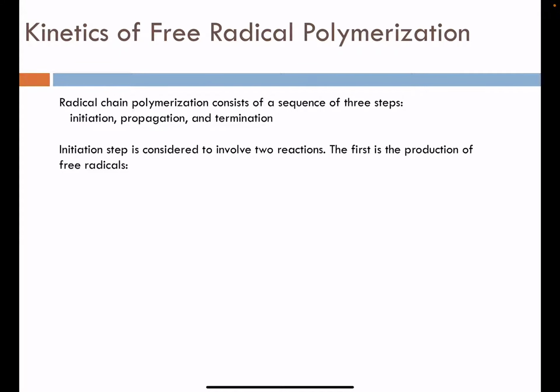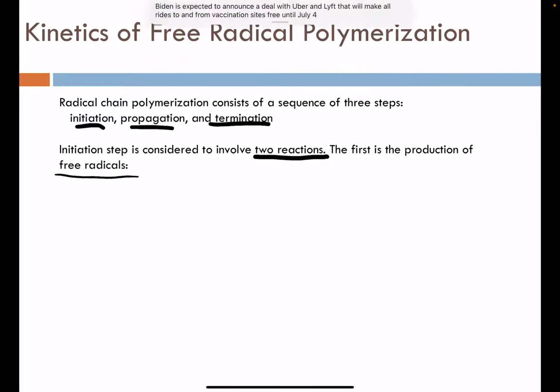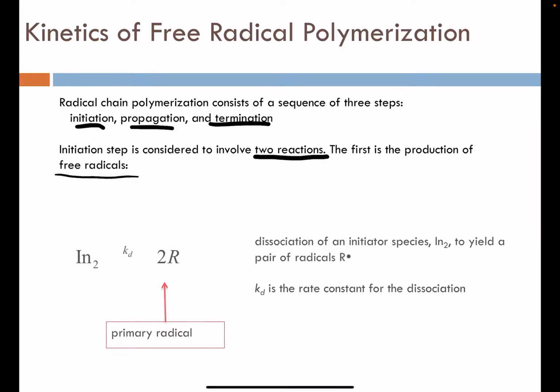So in considering some of the kinetic implications, just at a high level, we'll recognize a couple of things. Radical chain polymerization consists of a sequence of those three steps we just discussed: initiation, propagation, and termination. So we need to separate our view of the kinetics and consider each one in turn. The initiation step is considered to involve two reactions. The first is the production of free radicals, that Y dot that we just saw on the previous slide.